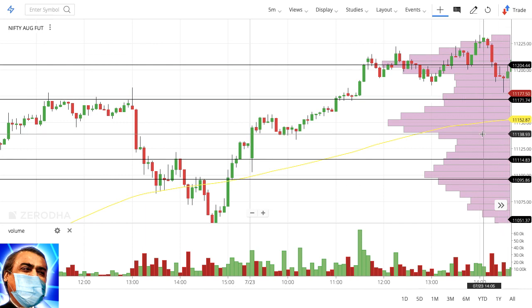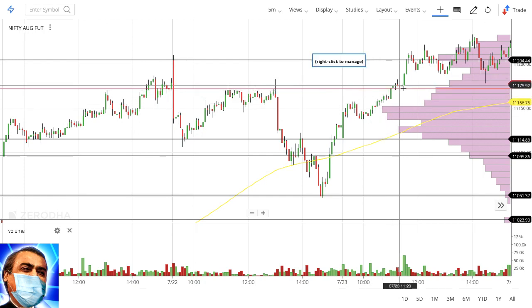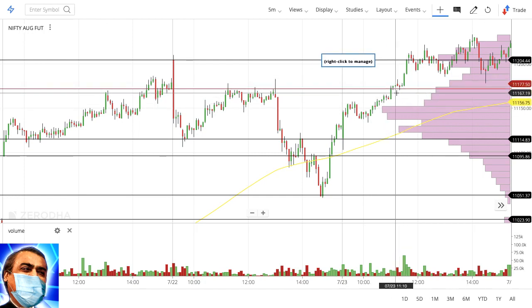This video has given you an idea of how to draw support and resistance levels, as well as how to trade using them, right? So one good example could have been this range formed right here, right? You could have entered a long position somewhere around here, correct?